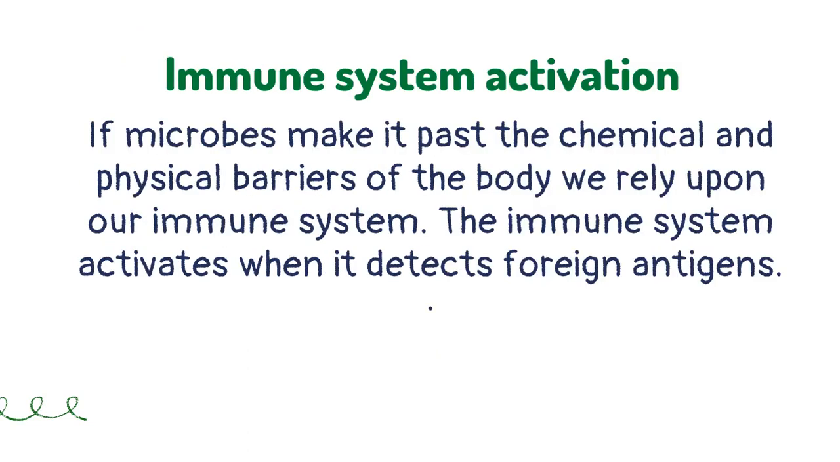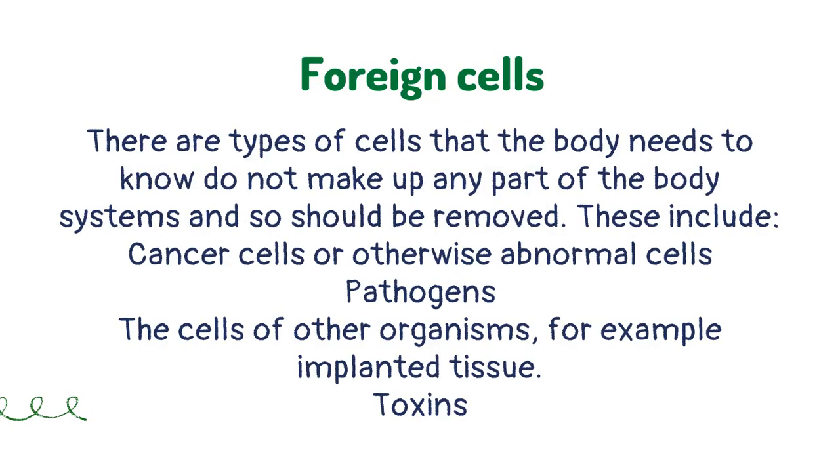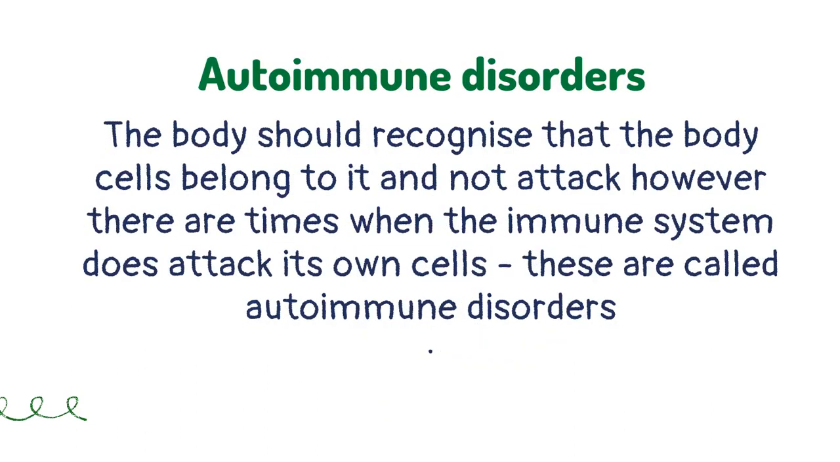If microbes make it past the chemical and physical barriers of the body, we rely upon our immune system. The immune system activates when it detects foreign antigens. There are types of cells that the body needs to know do not make up any part of the body systems and so should be removed. These include cancer cells or otherwise abnormal cells, pathogens, the cells of other organisms, for example implanted tissue, toxins.